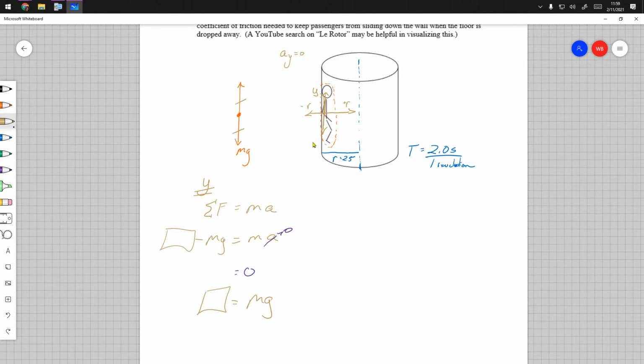Is it a normal force? Yeah, frequently we've done that, and it's been a normal force. But that would be like if they're standing on the floor there, but the floor dropped away. So they're not standing on the floor, so that can't be the normal force.